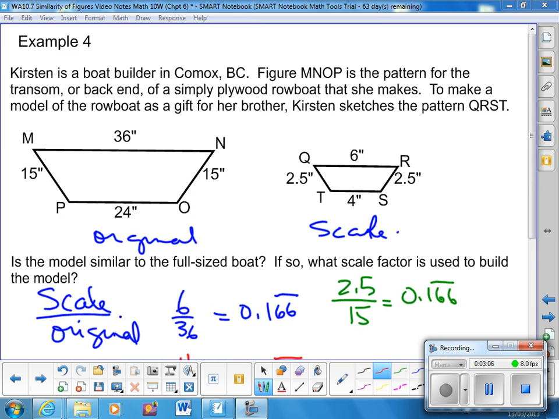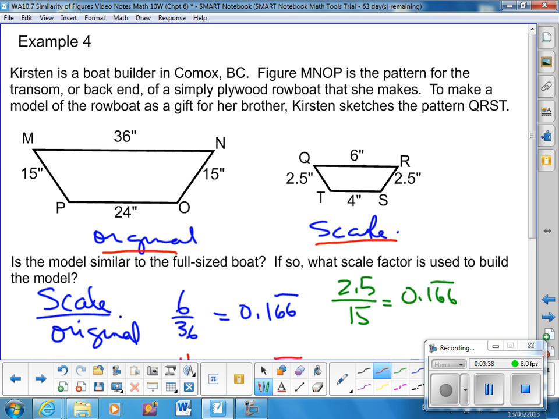Kirsten is a boat builder in Comox, BC. Her figure MNOP is the pattern for a transom, or the back end of a plywood boat. To make a model of the boat for her brother, she sketches pattern QRST. So side MN corresponds to QR. So we would label this one as the scale, this one is the original boat, and figure out each scale factor to find out if they are similar. So we have to compare each side.